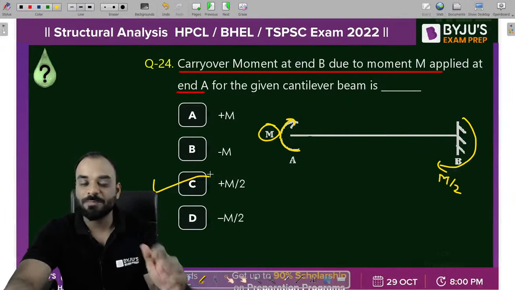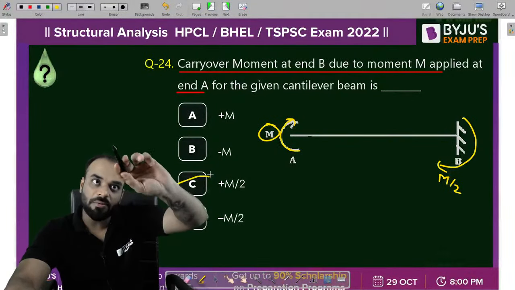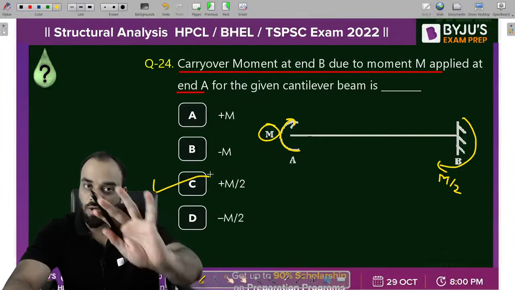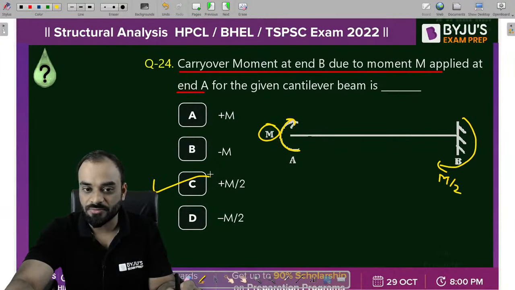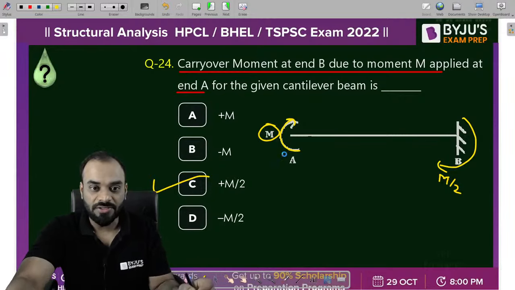And please remember this particular point. The direction of applied moment and the direction of carryover moment will always remain the same. It should be positive. It should be positive. Both should be positive in nature.